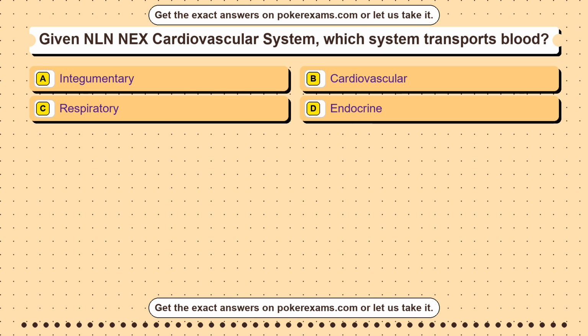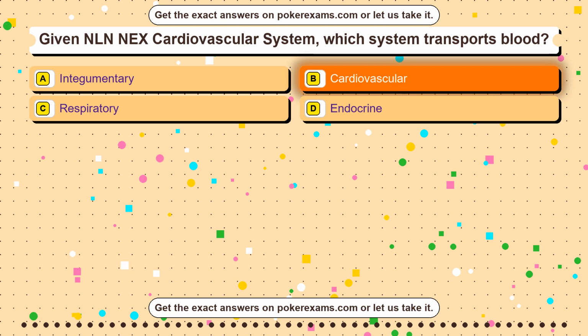Question 28. Given her CO2 biology review, which word best means rapid? Option A. Silent. Option B. Slow. Option C. Quick. Option D. Heavy. The correct answer is option B.